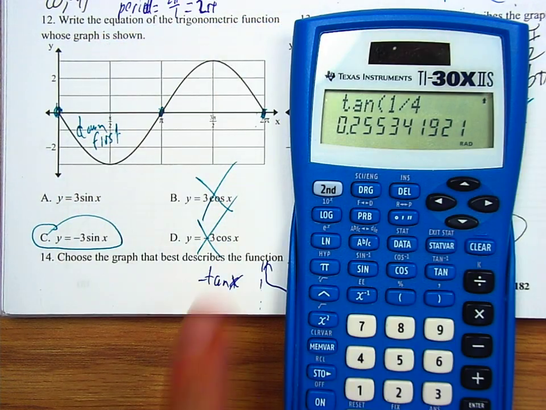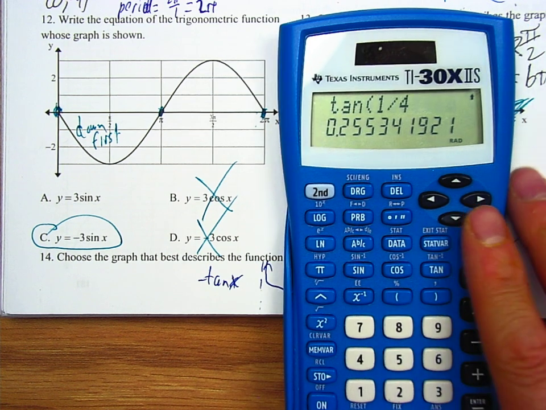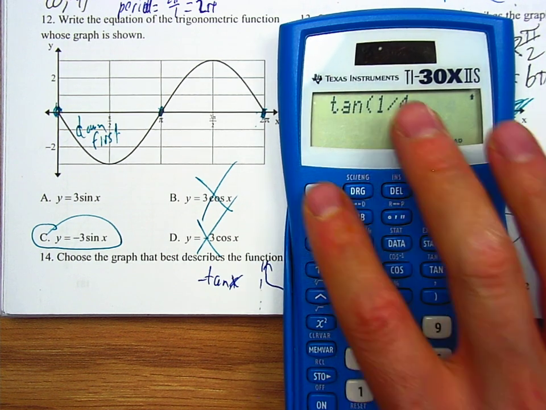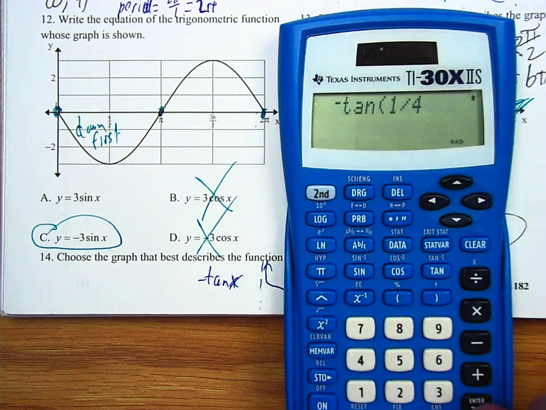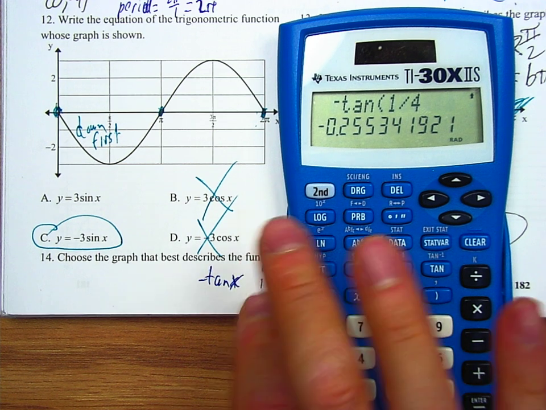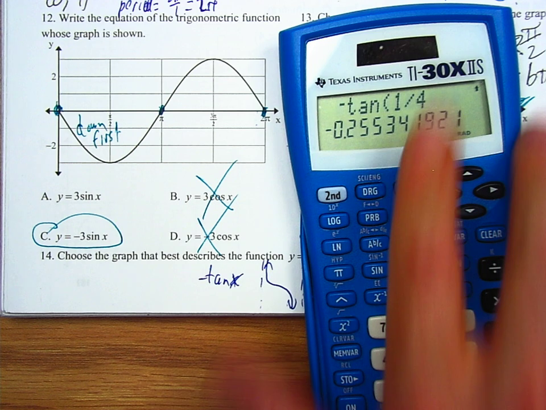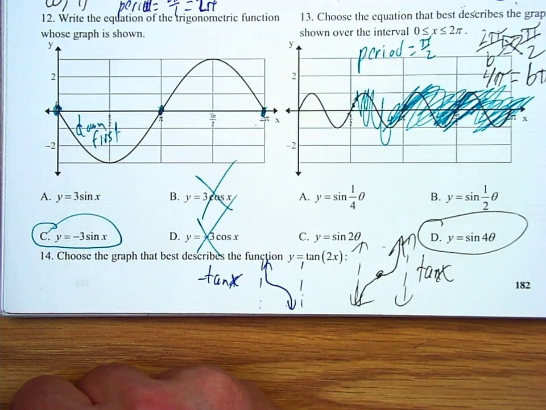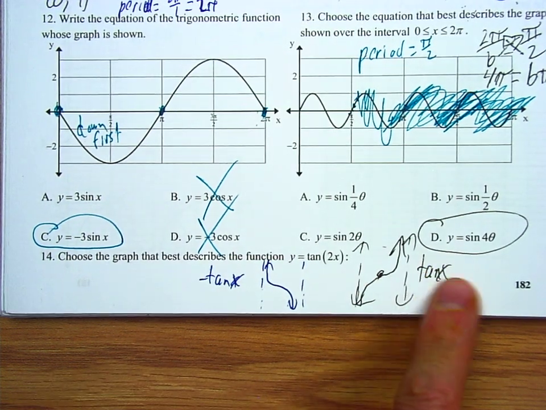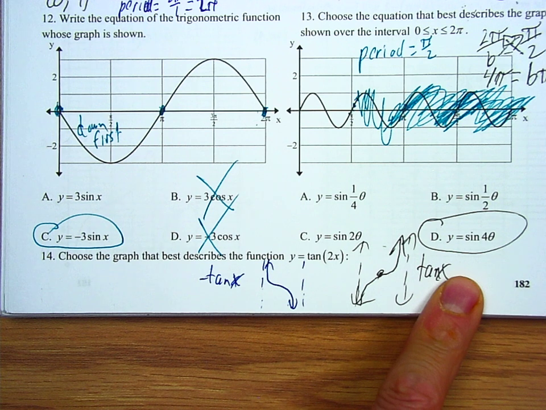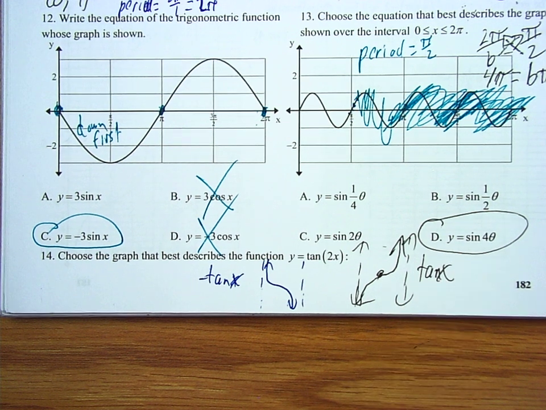So as tangent goes to the right, it's still positive. And if it was a negative tangent, it would be negative. So if I stuck a negative in front of that, negative tangent, 1/4, that's now negative. So now when x is 1/4, y is a negative value. All this question is asking you to identify is the difference between tangent and negative tangent. That's all this question is asking you.